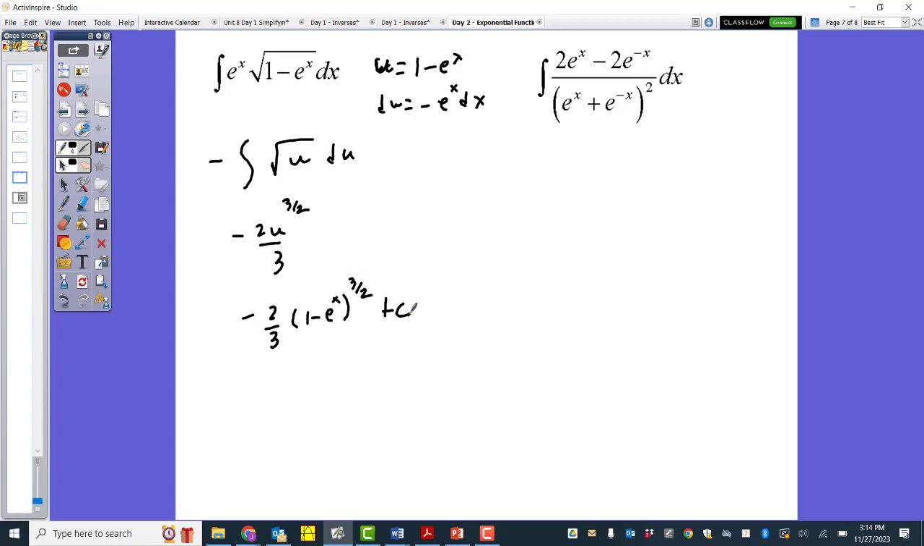Okay? Doesn't really change any of our real integration work. Similar thing for the second one. Just got to make sure you pull out the 2 first and deal with your signs. You're going to have some signage issue there.